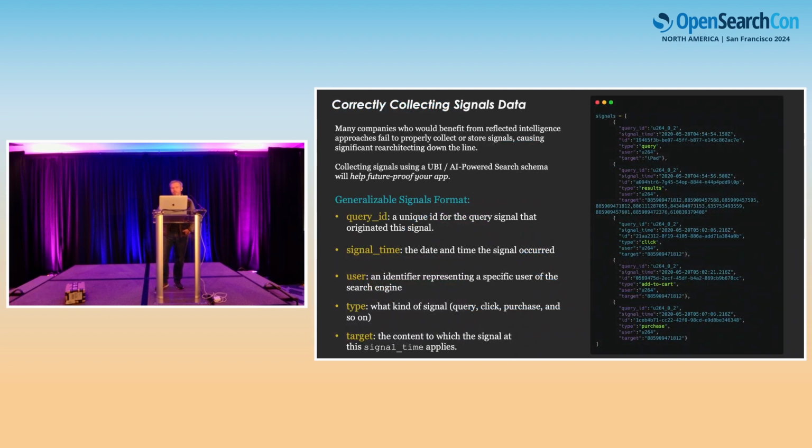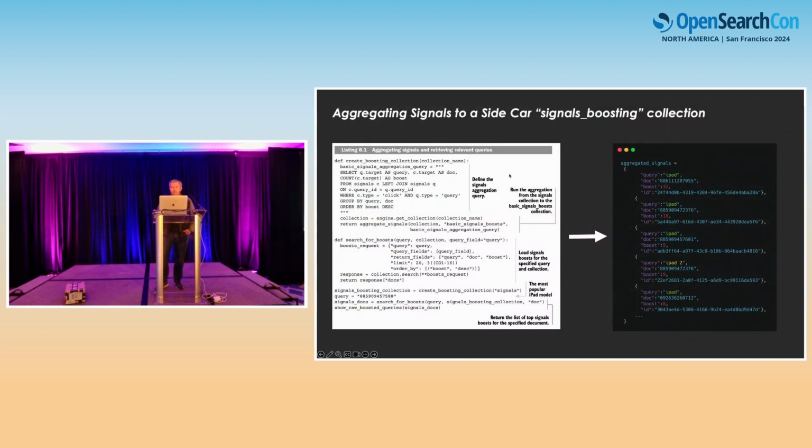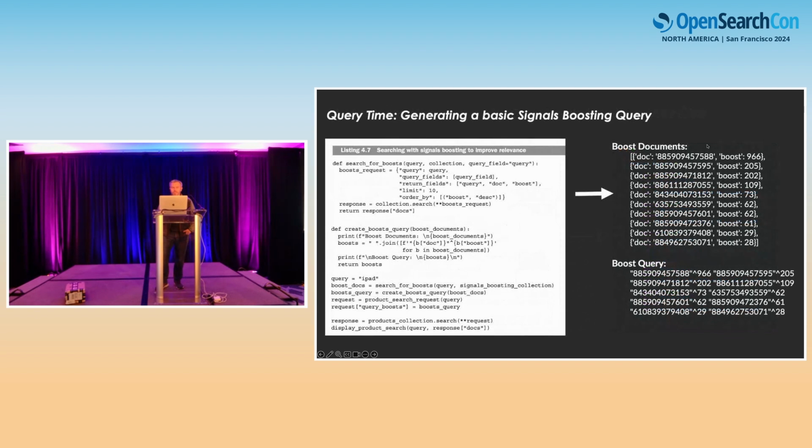This is the format that the book uses. It's very complementary with the UBI format. We've translated from UBI into this, but we basically have query ID, a signal time, a user, a type, and the target. In this case, it's the product. And then from that, we run this code to do our signals aggregation. We end up with these aggregated signals over here. And from that, we now have this list of boosts. So these particular products are going to be boosted by this amount based upon the number of clicks, the number of purchases, et cetera, that happened on those products based upon the search for iPad.